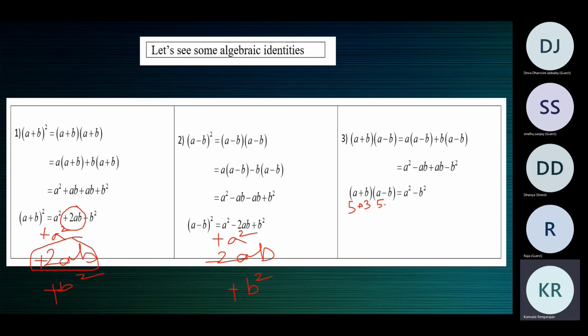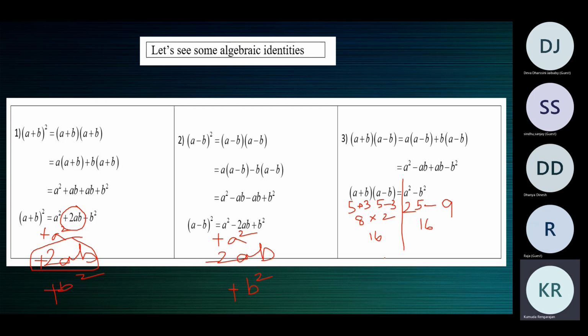This is 5 minus 3. So 5 plus 3 is 8, into 5 minus 3 is 2, so it will be 16. The left hand side is 16. What about the right hand side? 5 square is 25, minus 3 square is 9. 25 minus 9 is 16.